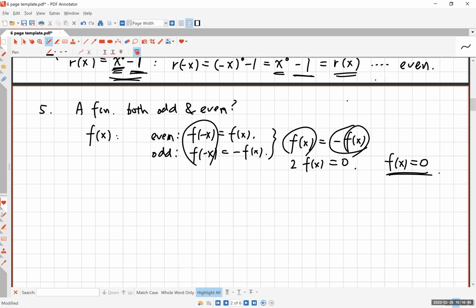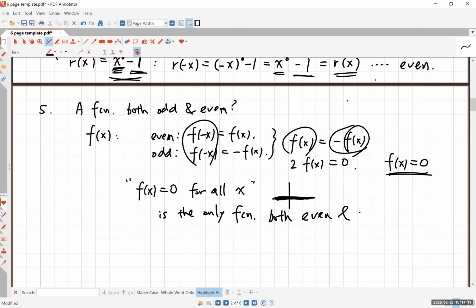Okay, is that a function? And the answer is, yeah, it is a function. So f of x is equal to 0 for all x. That's a constant function, not a very interesting one, but it's a constant function whose graph is just the x-axis. This function is the only function that's both even and odd.